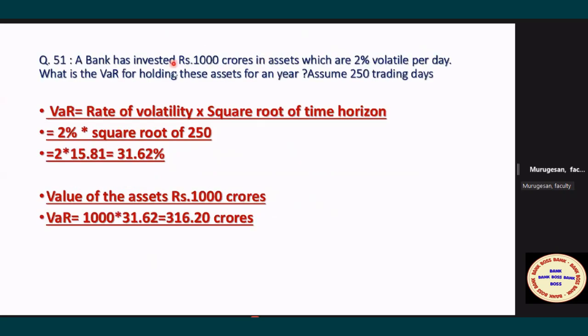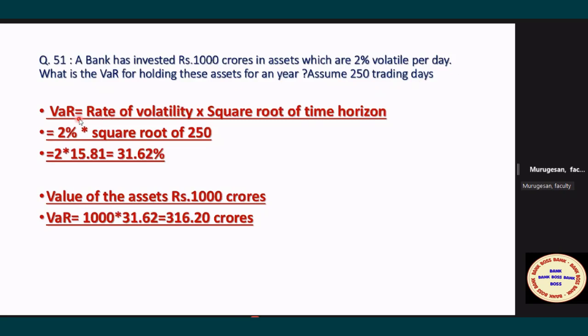Now I think some of you wanted a VaR question. The bank invested 1,000 crores in assets which are 2% volatile per day. What's the value at risk for holding these assets for 1 full year? Assume 250 trading days.